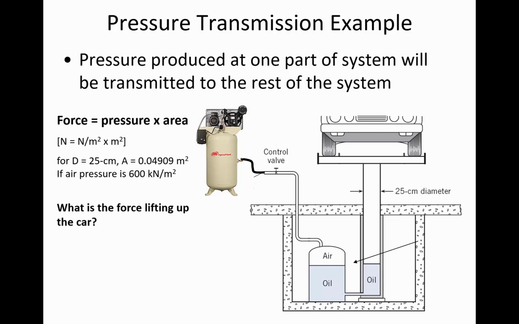What if the diameter of the cylinder, as it says here, is 25 centimeters? Then we can find the cross-sectional area of the cylinder. I've just done the calculations for you. Area is pi d squared divided by 4. And so if you have a diameter of 0.25 meters, square that, multiply it by pi, divide by 4, so the area is 0.04909 meters squared.